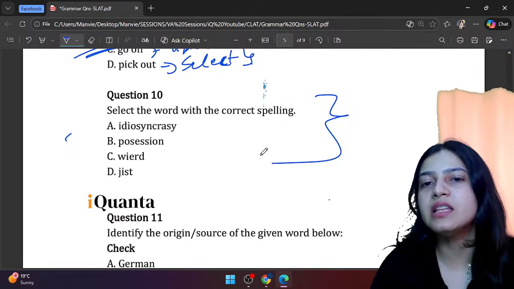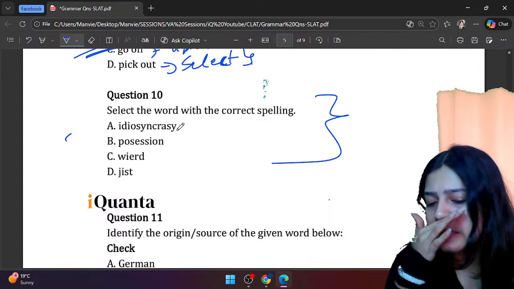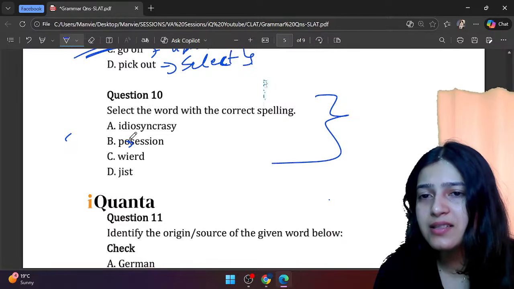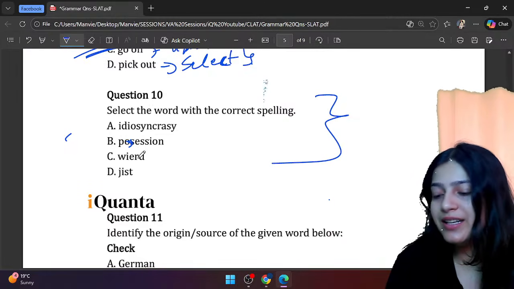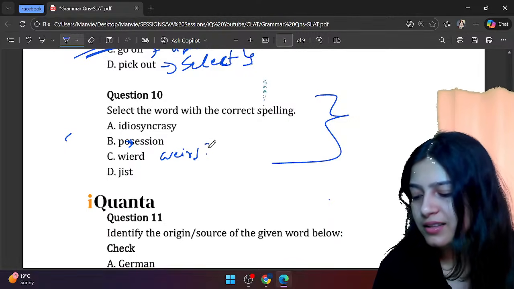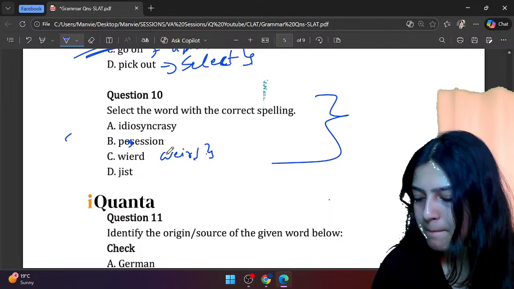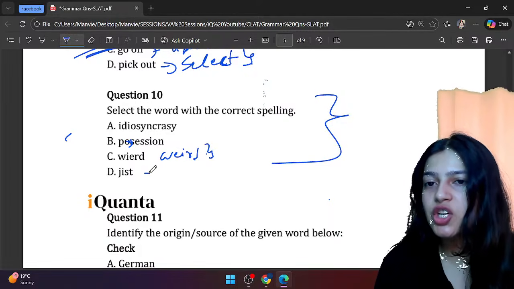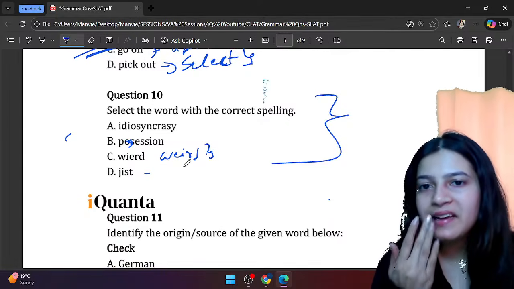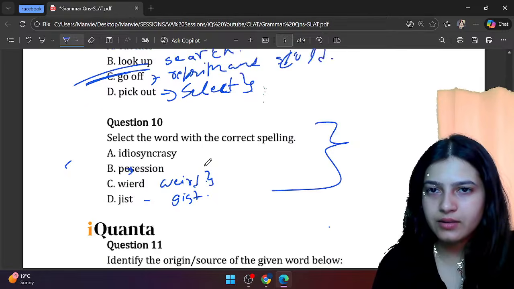Okay, so select the word with the correct spelling. Idiosyncrasy is the only correct spelling here because it has double S. Weird की spelling तो हम सबको पता ही होती है, W-E-I-R-D, that's weird. And then just JIST, which one should, अच्छा okay, कुछ questions miss हो गए, ठीक है कोई बात नहीं, GIST होगा. I'll take you back, ठीक है.